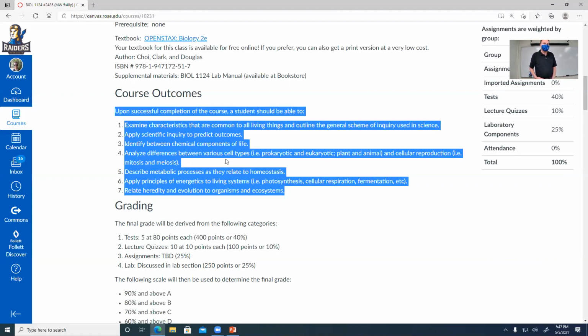That's kind of important. So again, number 3 is identify the chemical components of life. Number 4, analyze differences between various cell types. So understand prokaryotic and eukaryotic cells, plant and animal cells, and then a little bit about cellular reproduction. And then number 5 is describe metabolic processes. That's specifically all metabolism, but especially respiration and photosynthesis. And then number 6, apply principles of energetics to living systems, okay? Which is also the photosynthesis, cellular respiration.